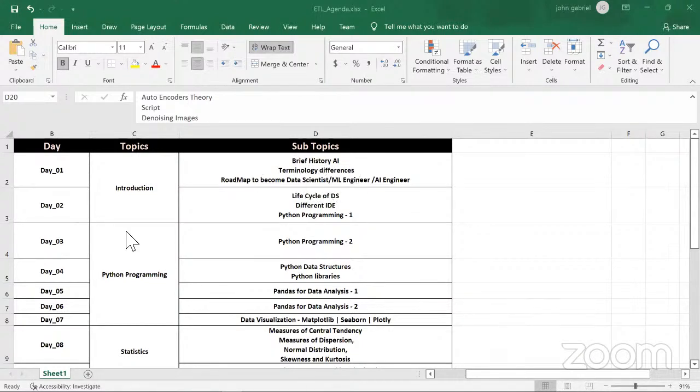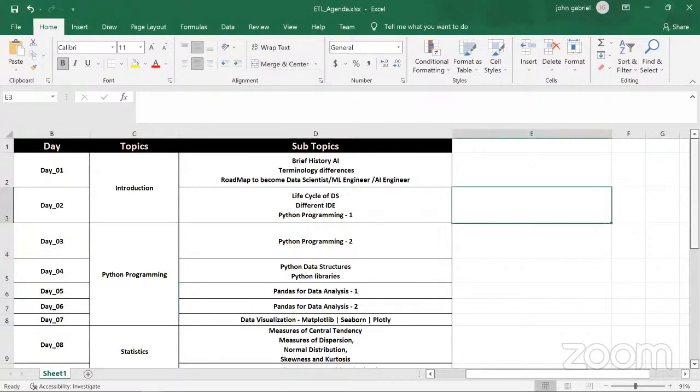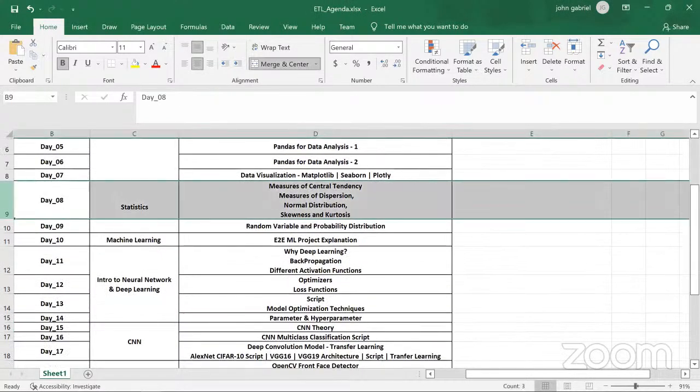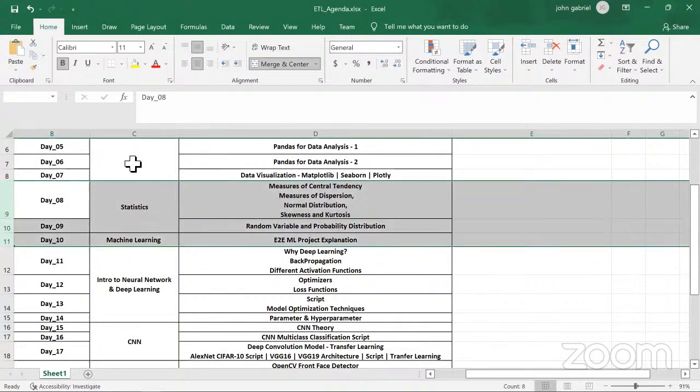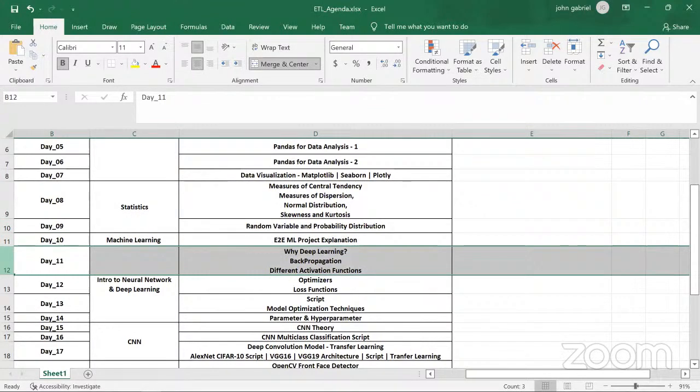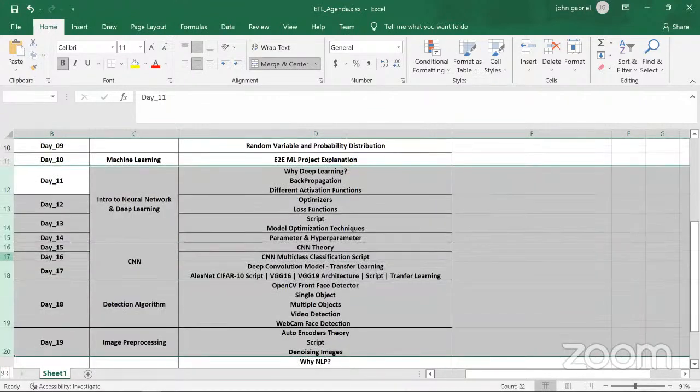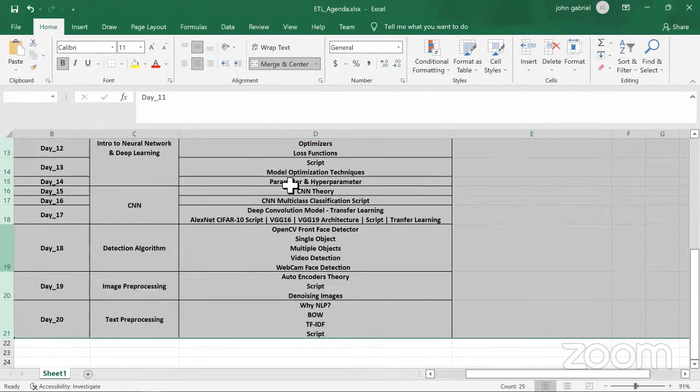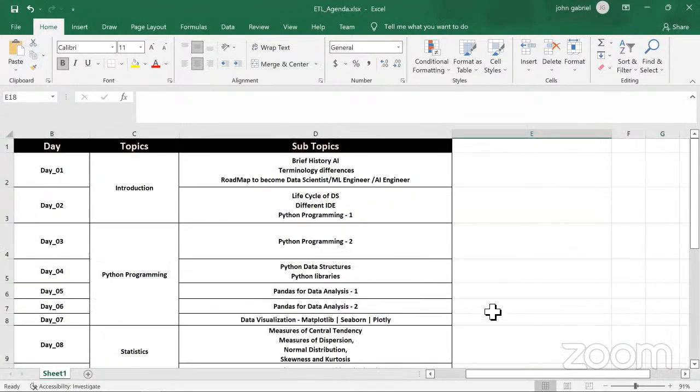We learned it. So tomorrow we will be learning about the life cycle of a data scientist, different IDEs, and the Python programming part. And here, if you see, 5 days we are going to spend on Python programming, 2 days on statistics, and then 1 day for machine learning. And then 10 days we are going to spend on deep learning skills and also NLP. So these are all the topics that we will be learning in this 20 days program.